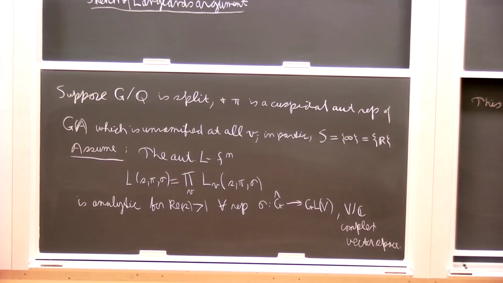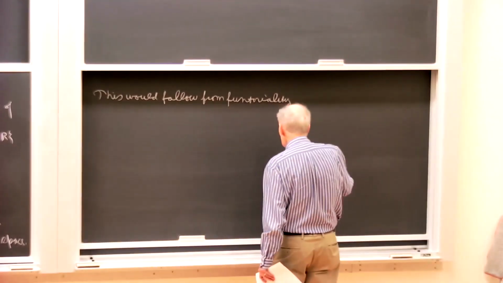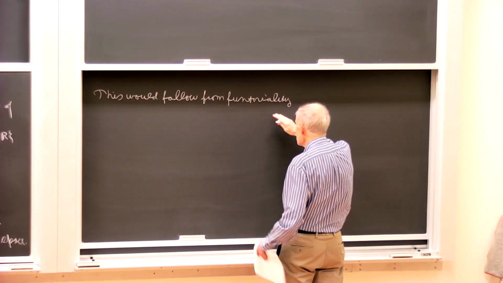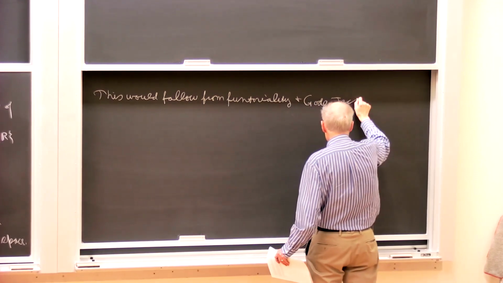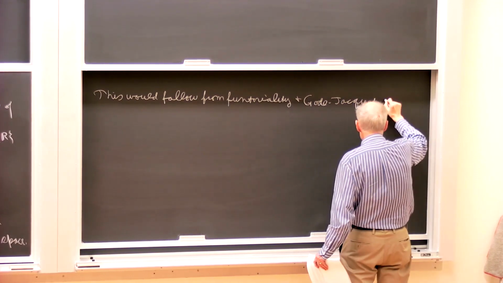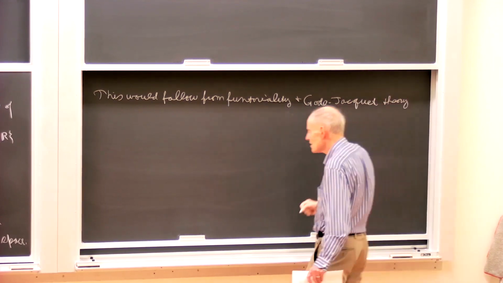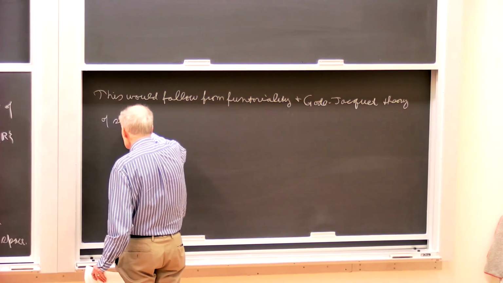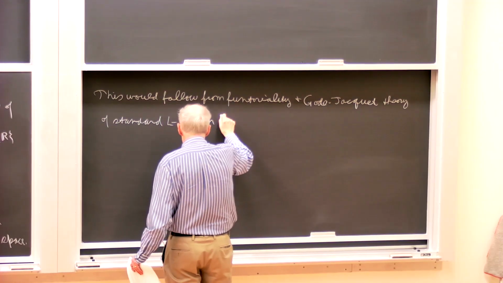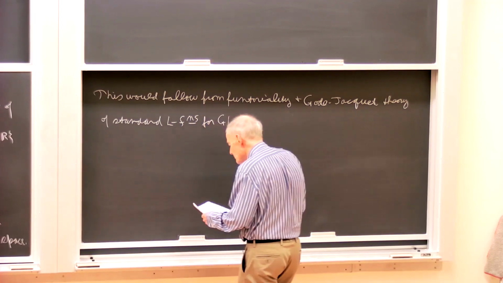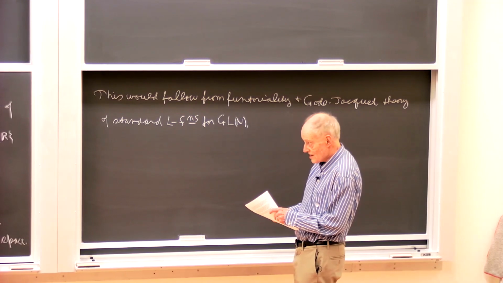In the way that the first one followed when we attached an automorphic representation of GLN to a representation of the dual group and an automorphic representation of some other group. So this would follow from functoriality and the Godement-Jacquet theory of standard L functions for GLN. Okay, so how to set it up?